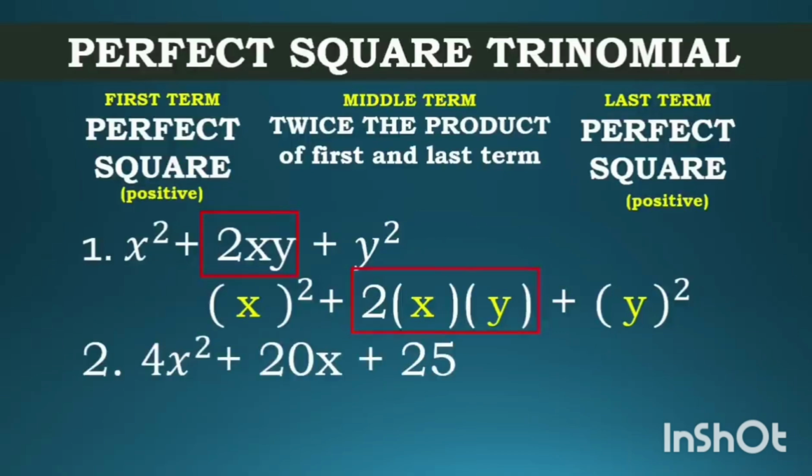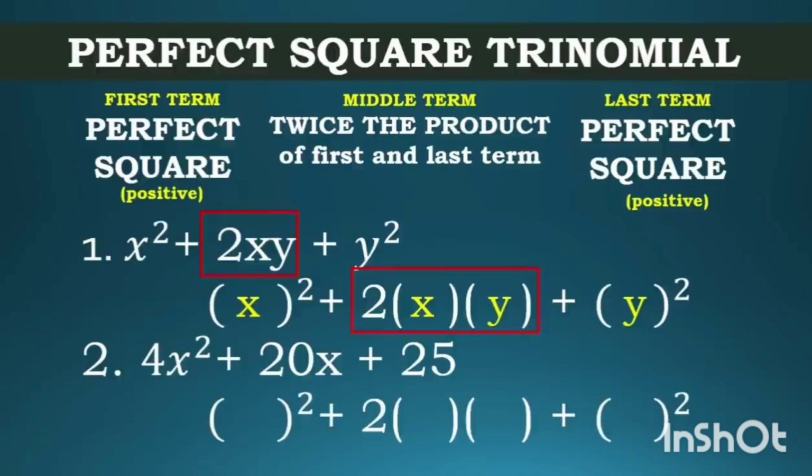Next, 4x squared plus 20x plus 25. So let's see if our first term and last term are both perfect squares. So, yung 4x squared, that is 2x. Kasi 2 raised to 2, that is 4. And then x raised to 2, that is x squared. So 4x squared. And then 25, we all know that 25 is a perfect square. And that is 5. So 5 squared is 25.